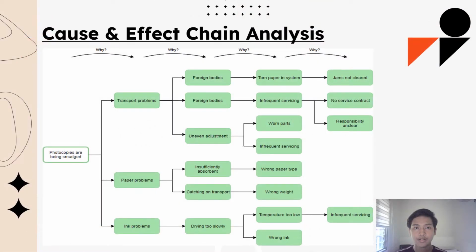For your information, this is our cause and effect chain analysis for the photocopy. From this cause and effect chain analysis, we can see a lot of problems from the photocopy, and from that, we can also solve all the problems by referring to this cause and effect chain analysis.